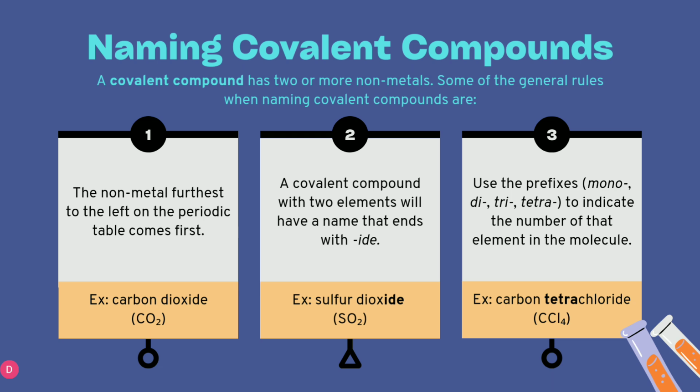Number 3, use the prefixes mono, di, tri, tetra to indicate the number of that element in the molecule. For example, carbon tetrachloride, CCl4.